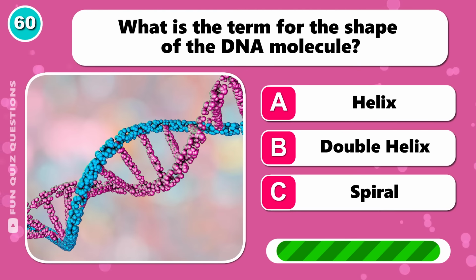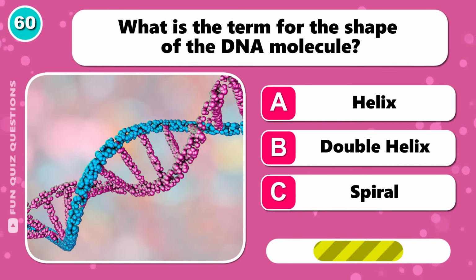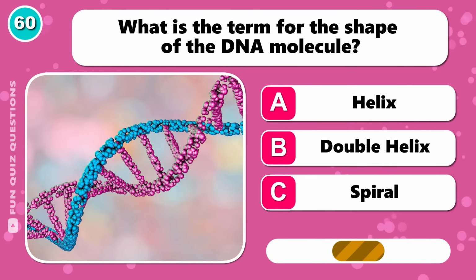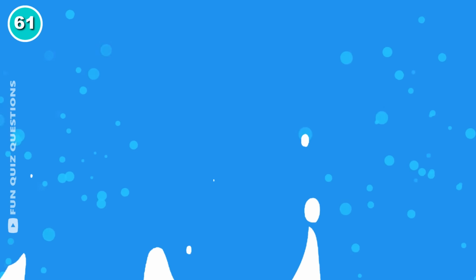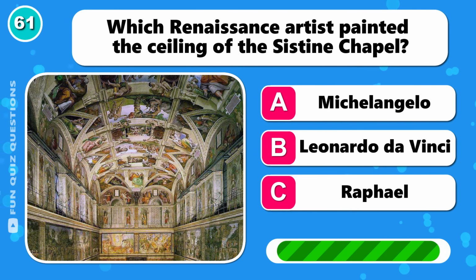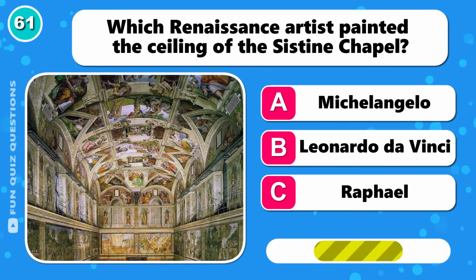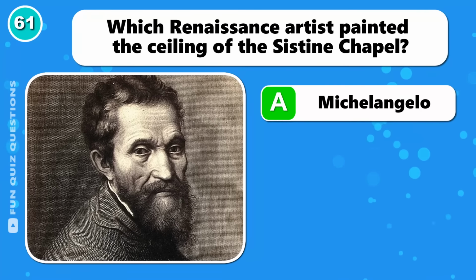What is the term for the shape of the DNA molecule? That's B. Double helix. Which Renaissance artist painted the ceiling of the Sistine Chapel? It was A. Michelangelo.